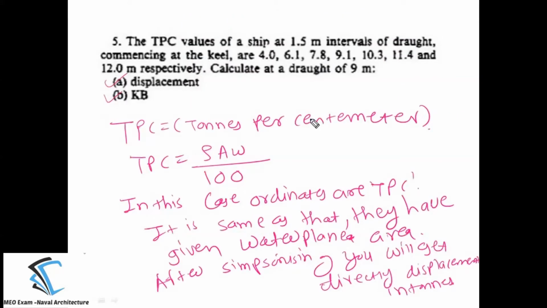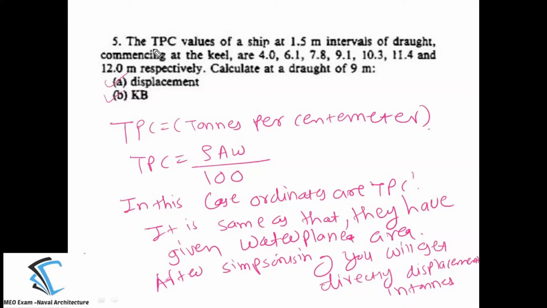Let's do one more numerical on the Simpson's rule. The numerical is like this: the TPC values of the ship at 1.5 meter intervals of the draft, commencing at the keel, are given. Calculate, at the draft of 9 meter, the displacement of the ship and the KB of the ship.